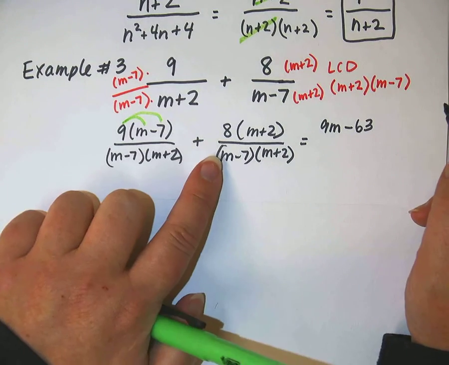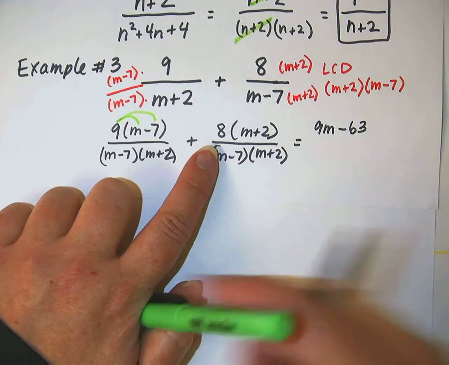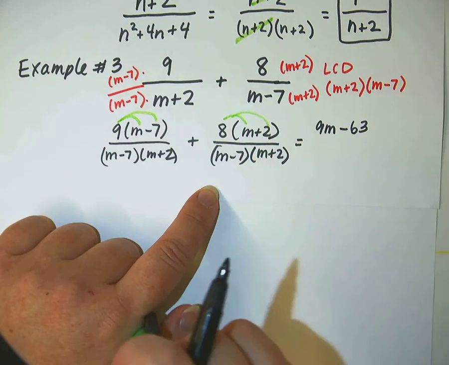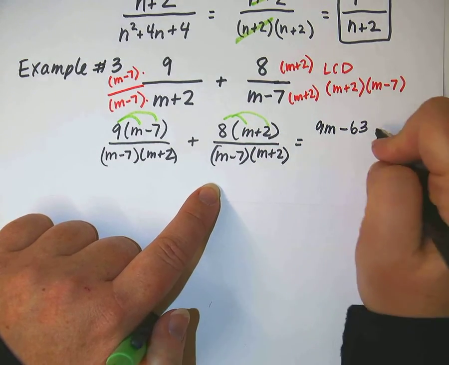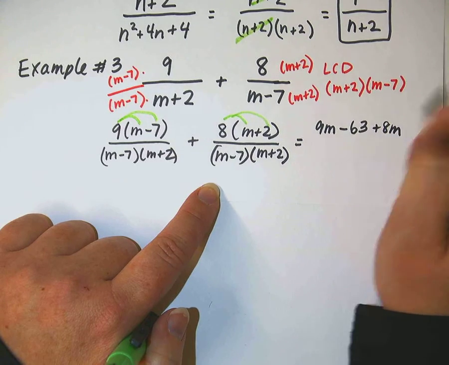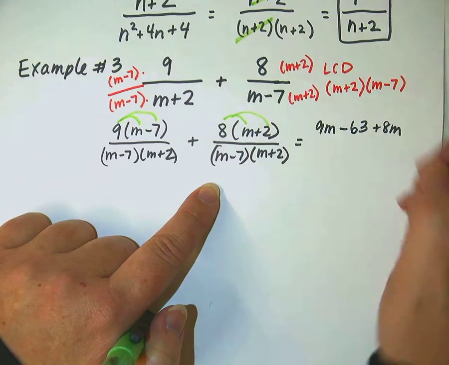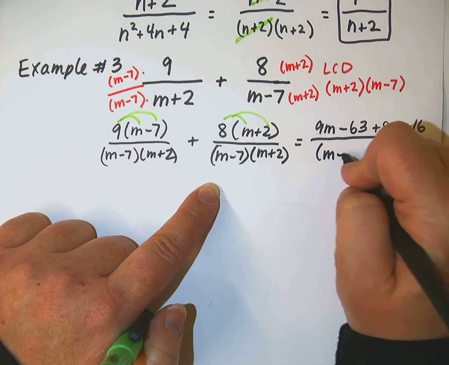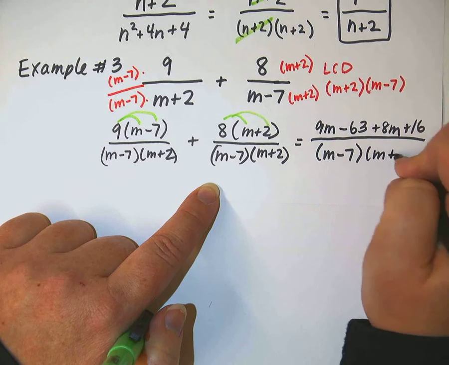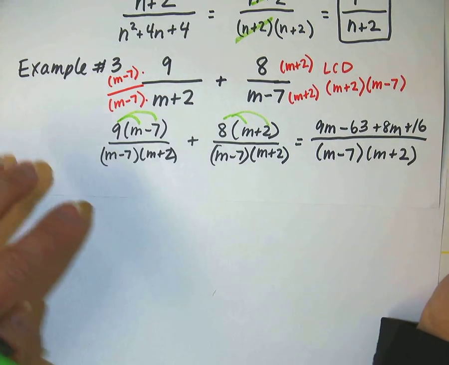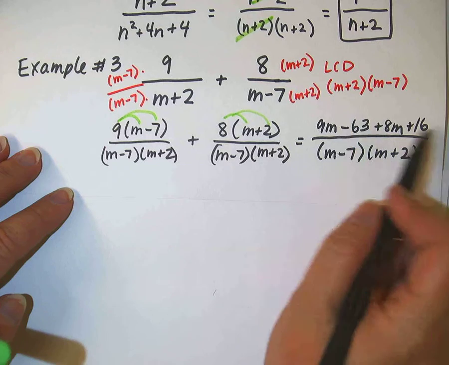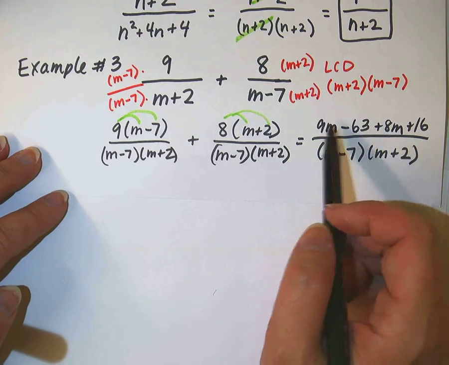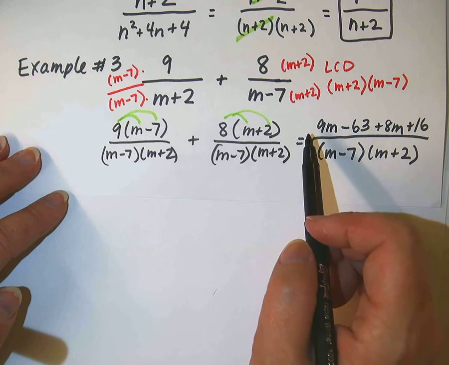Now we can just add the numerators together as we're doing this process, because they have the same denominator now. So 8 times m. So I'm going to add that in. And then 8 times 2 is 16. And that's all over m minus 7, m plus 2. Okay, now we just need to simplify this by combining like terms. Do you remember our self-starter last week? Combine like terms. What can we add together?